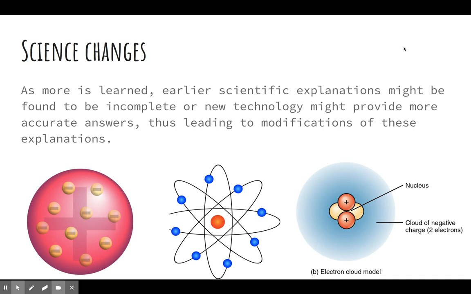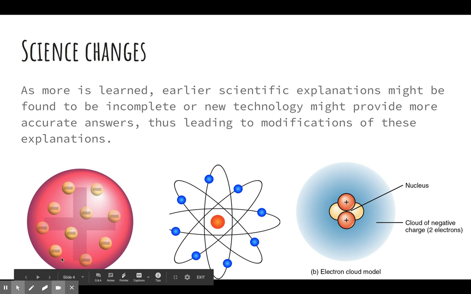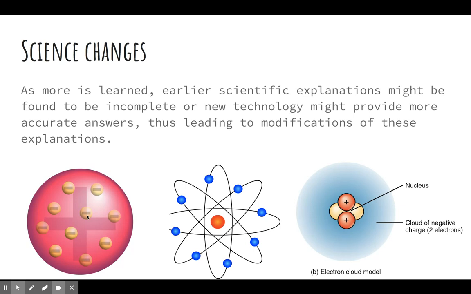So, starting from the furthest over to the left, once again, we have this huge positive charge with electrons just embedded into that positive charge. So that was our earliest. Well, as more was learned, we moved here to Rutherford's atom. And here he says we have a single nucleus in the center, and then we have these electrons orbiting the nucleus like planets orbit the sun.